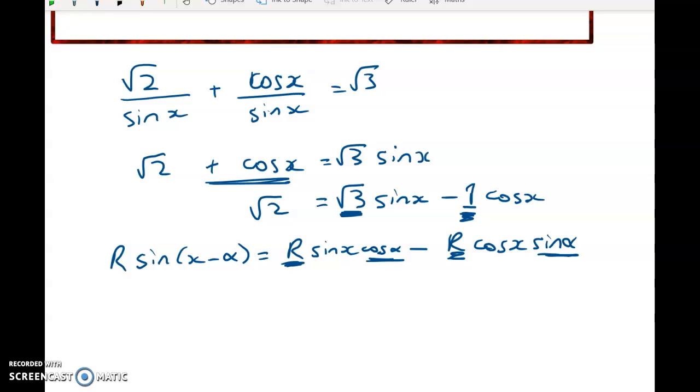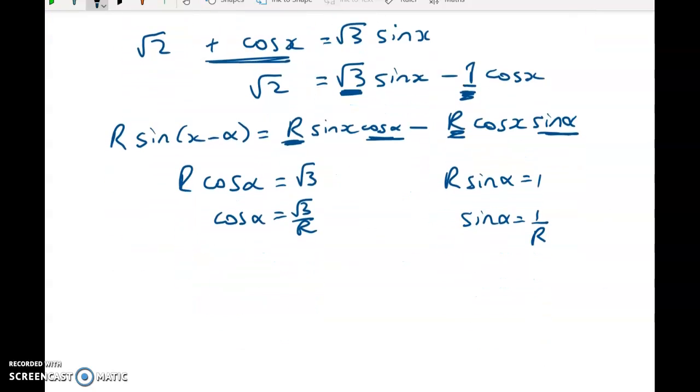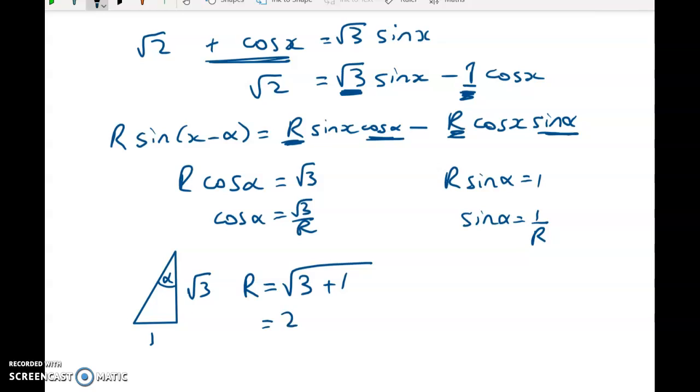So let's work with that, and then we're going to draw a little triangle. So we've got r cos alpha is equal to √3, giving me cos alpha is √3 on r, and here we've got r sine alpha is equal to 1, so sine alpha is 1 over r. Now we know that alpha is in the first quadrant, so that means that we can draw a cute little triangle that looks like that, and that's 1 and √3, and alpha is going to be this angle here, and that gives me that r by Pythagoras is equal to the square root of √3 squared, so 3, plus 1 squared, which is 1, so r is equal to 2.